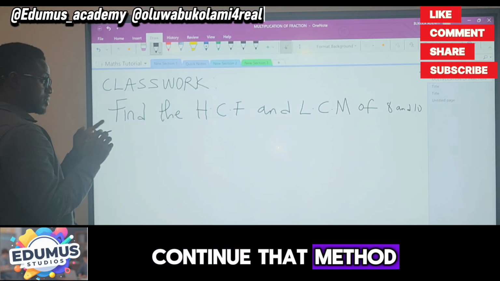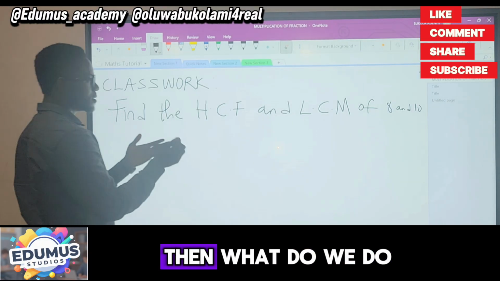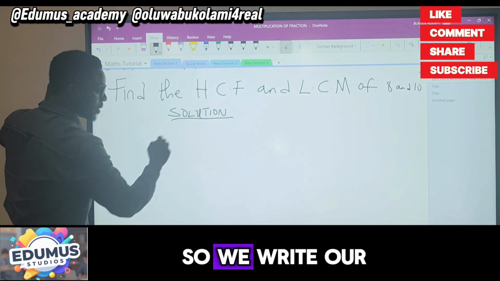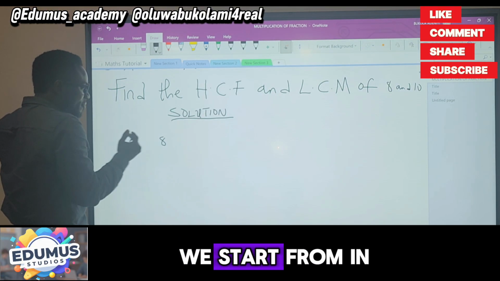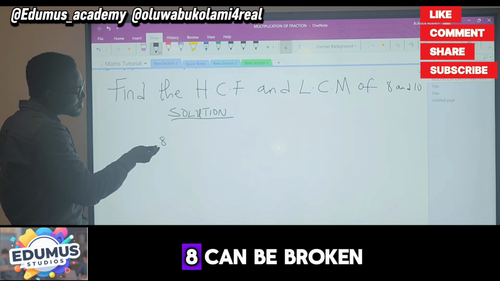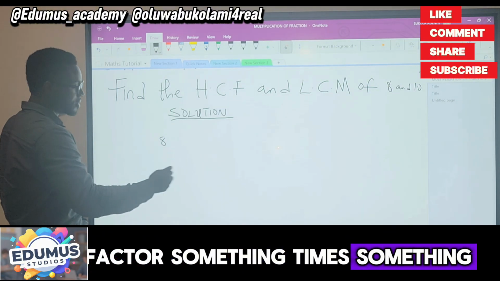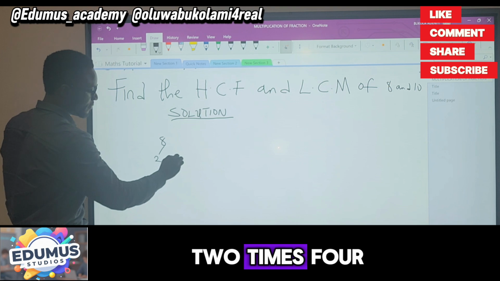Considering that method, we want to check for HCF first. And then, what do we do? Solution. So we write our 8, and we start diagrammatically like a tree. We start forming a tree. And the first question we ask is, 8 can be broken down into a pair factor, something times something. So let's say this 2 times 4.